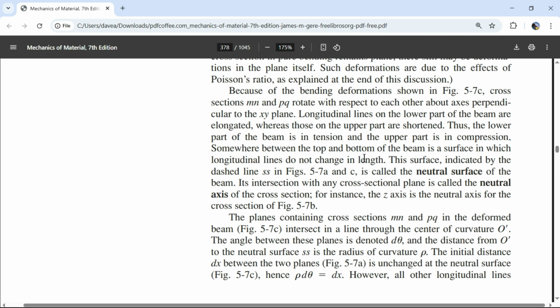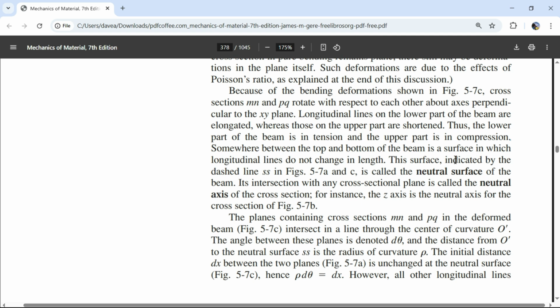All right, thus the lower part of the beam is in tension, the upper part's in compression. Between the top and bottom of the beam is a surface in which the longitudinal lines do not change length. We talked about that. It just physically has to be the case. If the top is crunching in and the bottom stretching out, somewhere in the middle you have to have a place that does not change length. Doesn't mean we know where that place is.